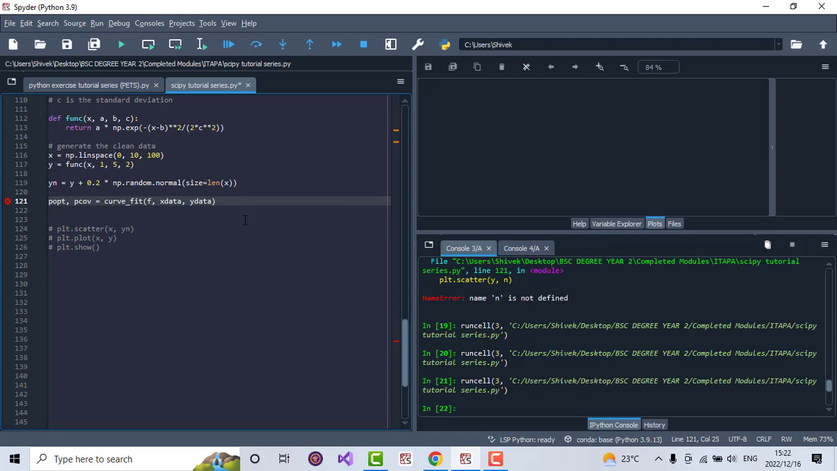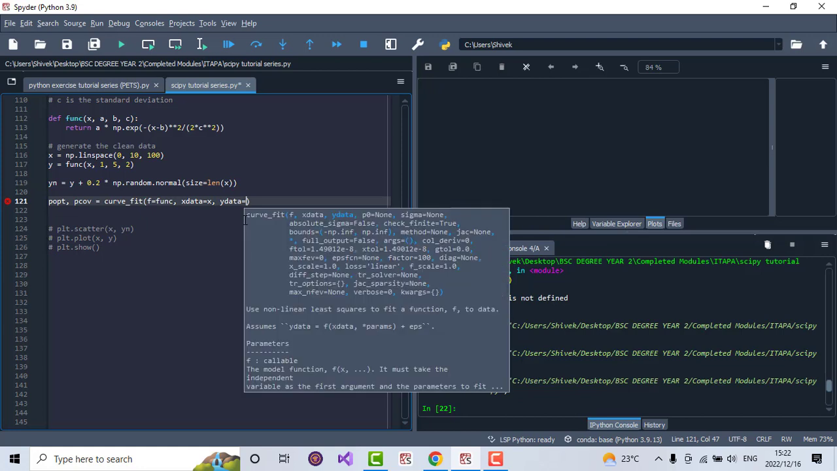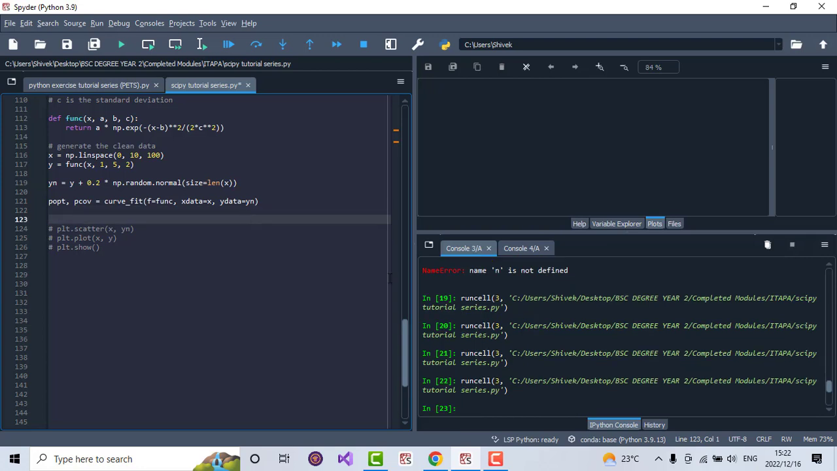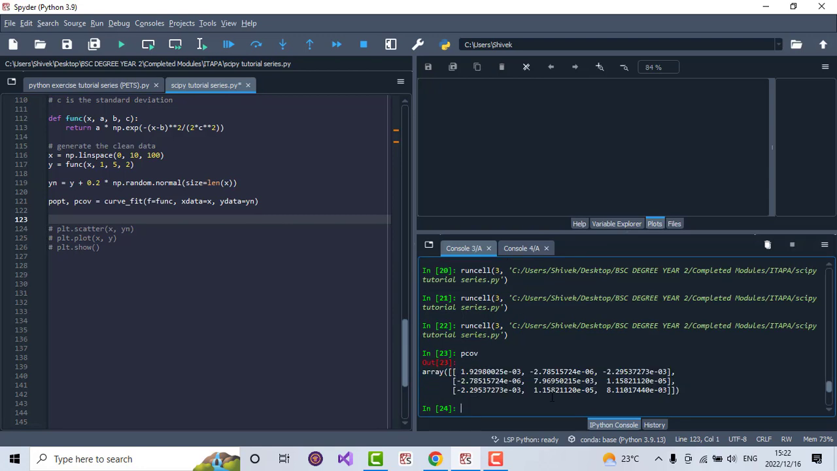So let's proceed to pass it in. So f is equal to func, that's the function we are using. The x data should be x and the y data should be that array that had noise introduced to it. Now I am going to run this and let's view from within the IPython console. Once again, you guys can see and view the covariance if you'd like. You guys can read up on that. I am not going in depth into that.